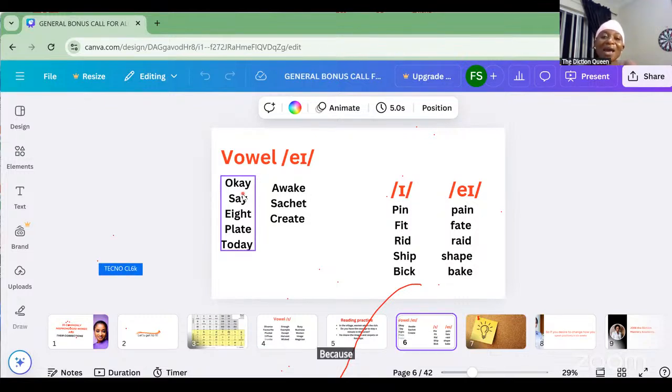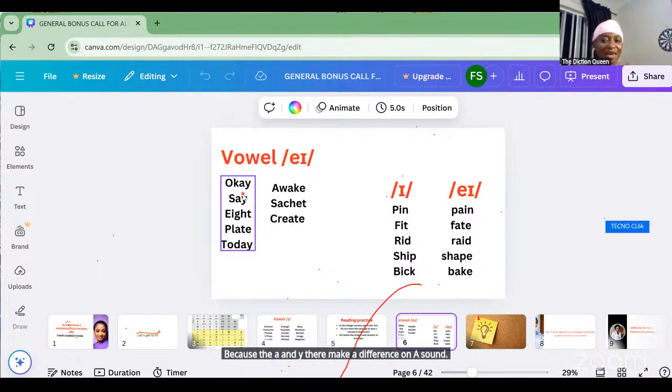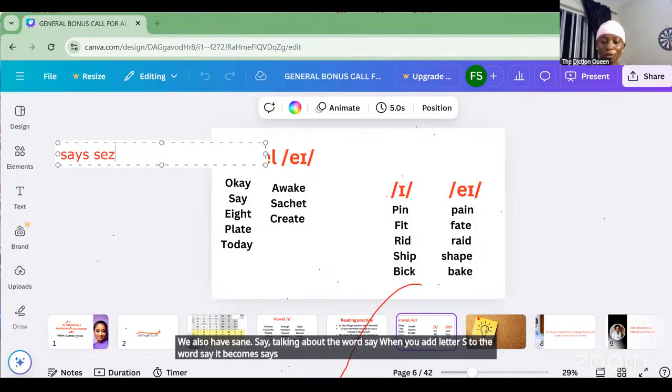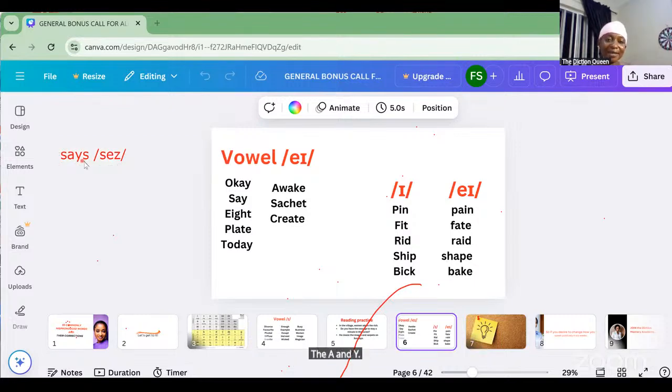Because the A and Y there make a diphthong A sound. It's not "A" sound. Okay, okay, ma'am. Not okay, ma'am. We also have say. Talking about the word say, when you add letter S to the word say, it becomes says. You then tend to pronounce it wrongly. The A and Y, when you add S to the word say, becomes... well, this is say. It's not say, it's say.